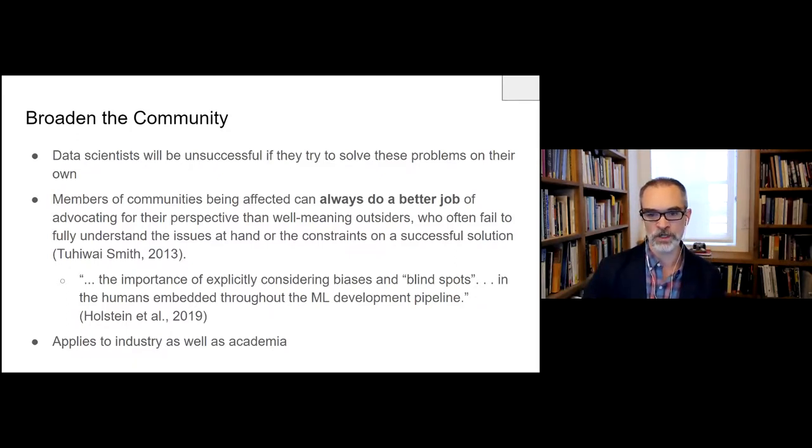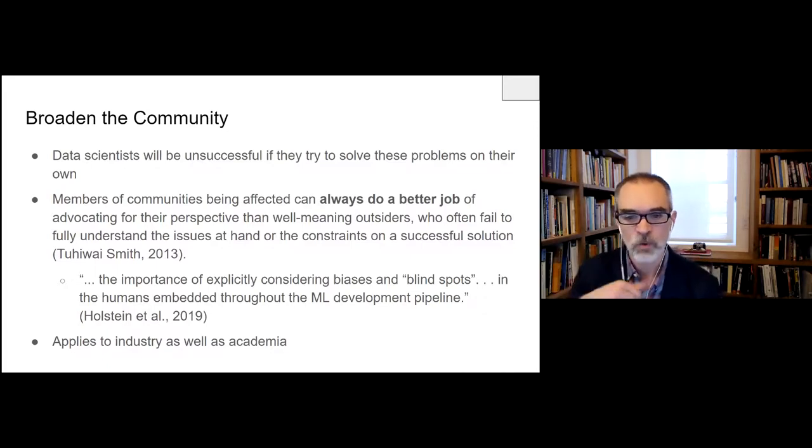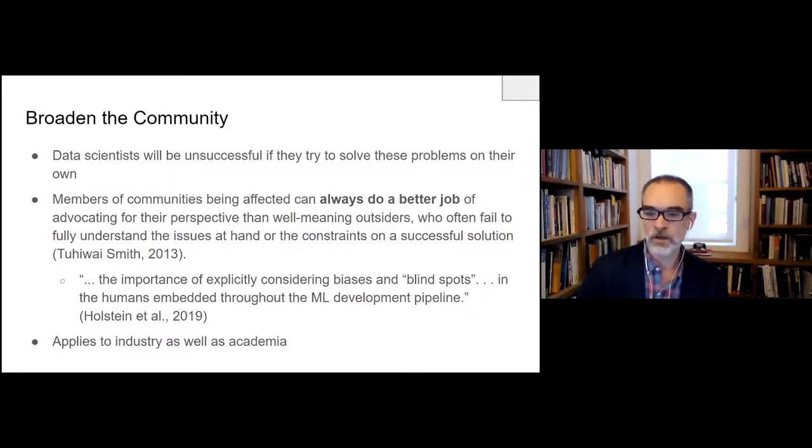Holstein et al. 2019 reports that out of a survey of 267 machine learning practitioners, only 21% reported that their team prioritized fairness a lot or a great deal, while a full 36% indicated that they prioritized fairness not at all. So at a minimum, bringing impacted stakeholders into the discussion I think could go a long way towards increasing the priority of addressing bias in the development process.